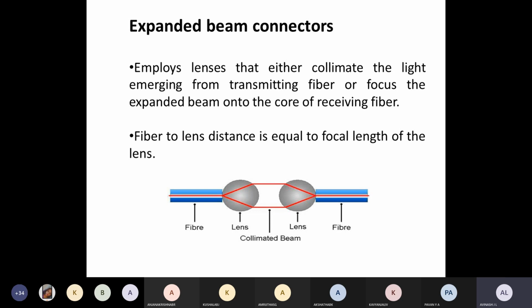So you can see that particular diagram. That particular fiber 1 and fiber 2 are connected to a lens. So that particular lens will take the beam of light and transmit it from one place to another place, and after that it will get converged into a single thing.